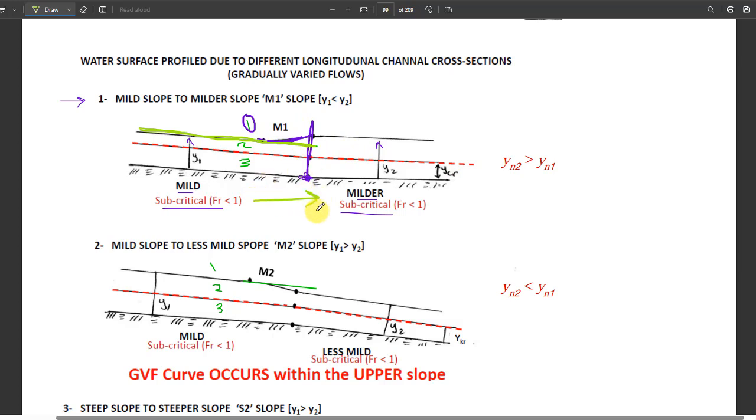If it is the case of mild to milder, this won't change, but I want you to understand how we got them as well. So the second one is mild slope to less mild. Less mild means lower depth, but still it is subcritical, both of them subcritical, okay? Less mild means the depth got reduced, based on any factor, like for example the slope mainly, S1 and S2. So again we say that it will fix itself before the breaking point.